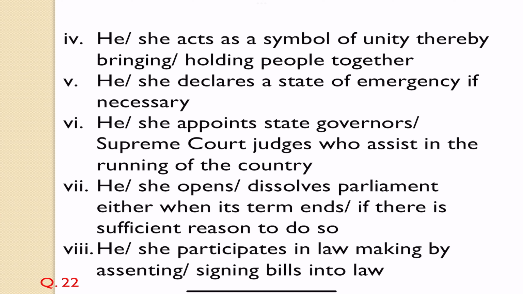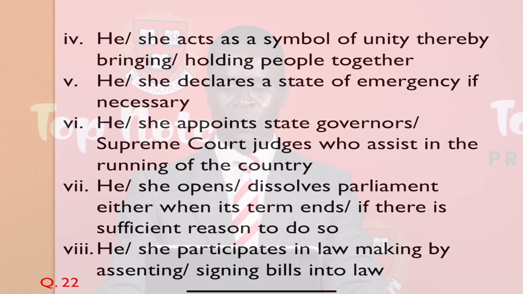The president appoints state governors or Supreme Court judges who assist in the running of the country. He or she opens or dissolves parliament either when its term ends or if there's sufficient reason to do so, as need dictates. He or she participates in lawmaking by assenting or signing bills into law. So no bill can become a law unless it has the presidential assent.